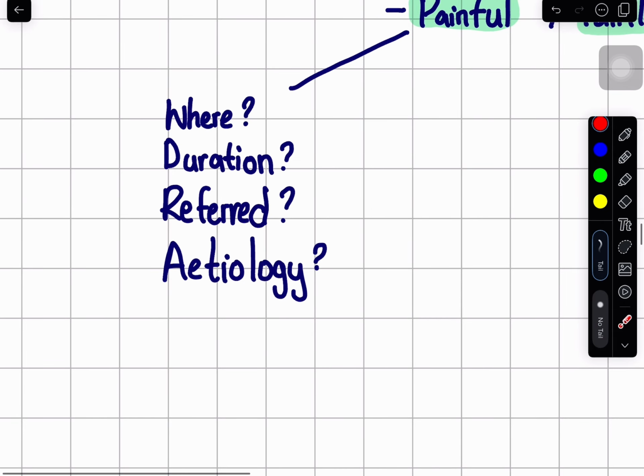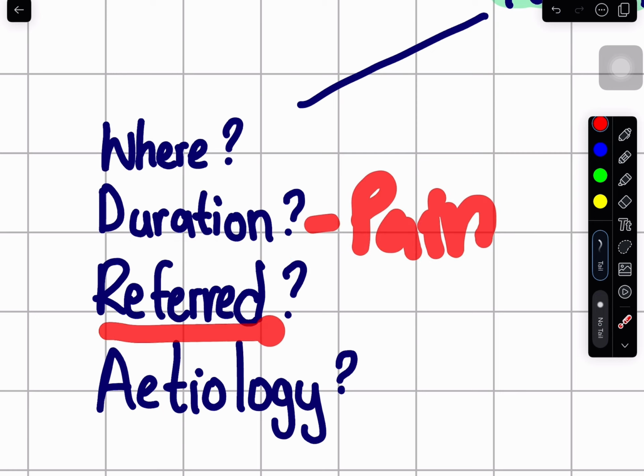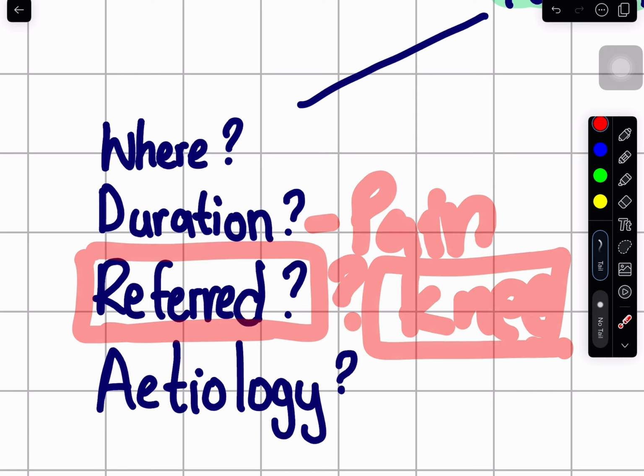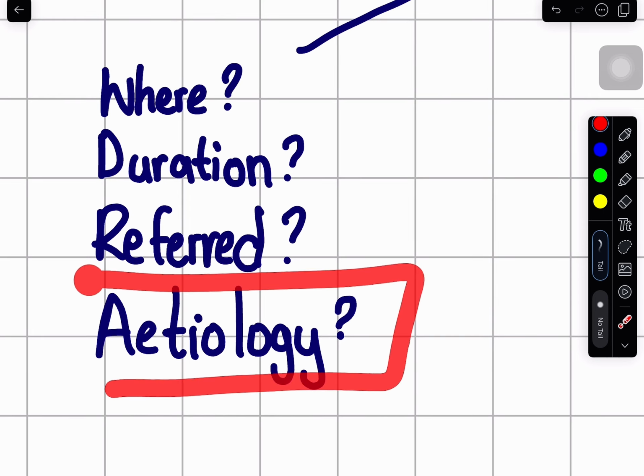And if it's painful, you have to know which side is painful, for how long the pain has been there, the duration of the pain, and referred pain. We have to remember that the pain can also be referred. For example, coming with knee pain, it can be referred pain from the hip or the spine, the lumbar. Or we have to know the etiology.